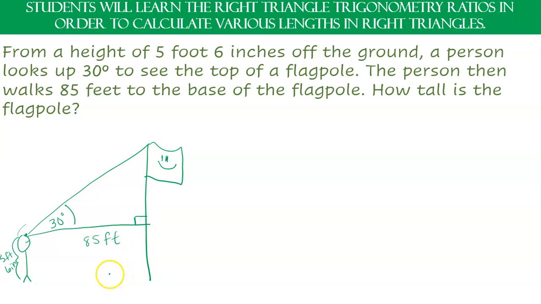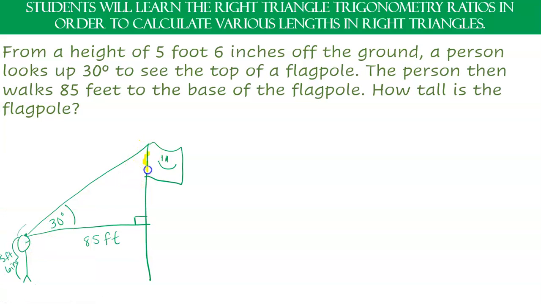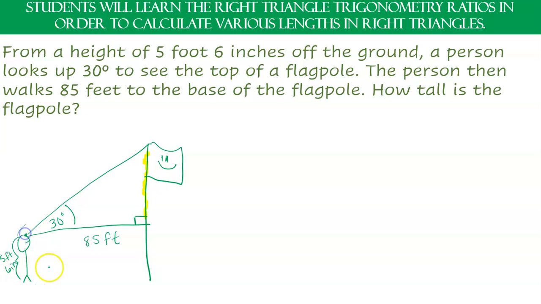So the question is, how tall is the flagpole? So we're looking for this side over here. If we're looking for that side over there, is that the opposite, the hypotenuse, or the adjacent? Right, it's the opposite. So this is my opposite side of my angle. Across from the right angle is my hypotenuse. So that means this must be the adjacent.